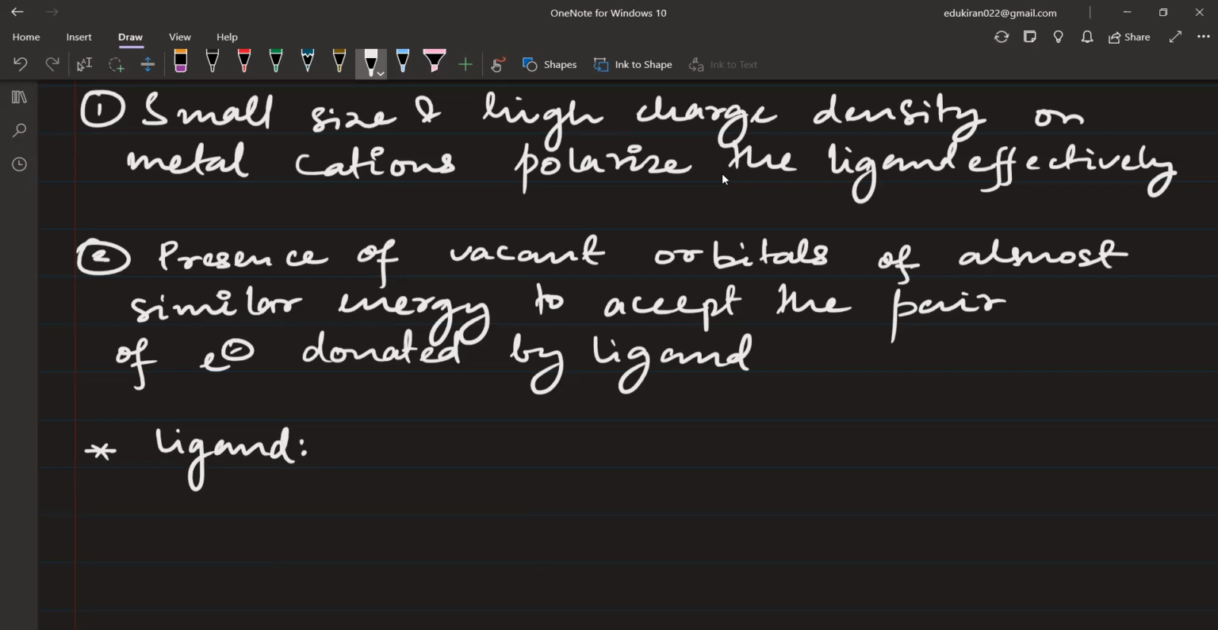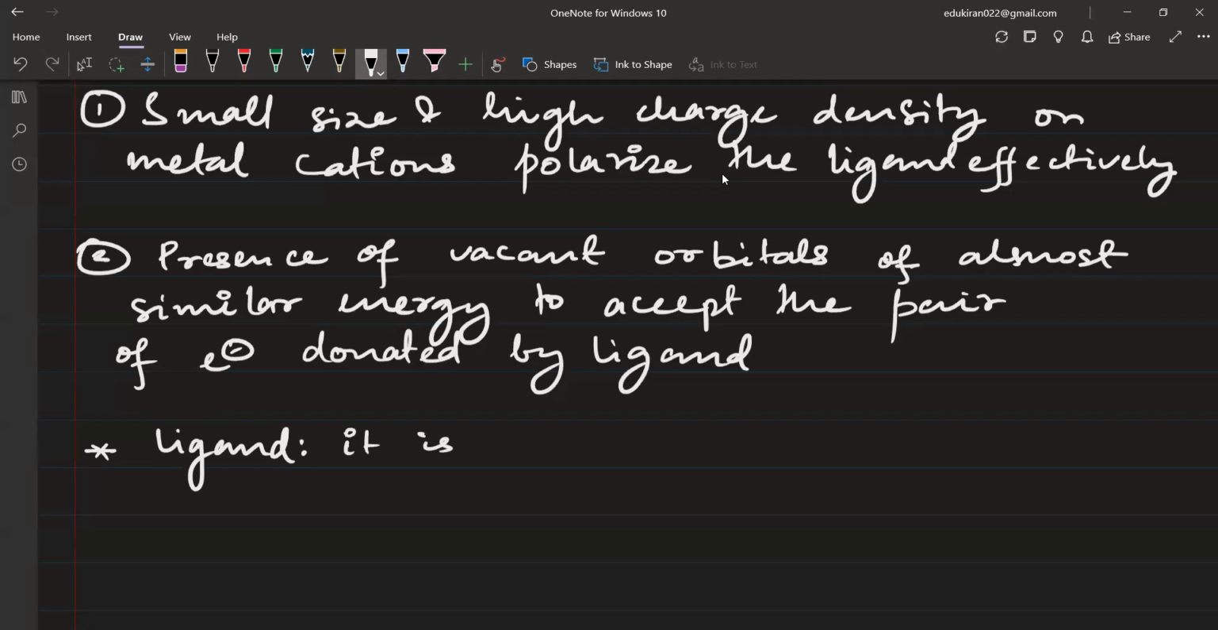See, whenever we make complex compounds, there is a metal and there is something which is going to donate a pair of electrons to the metal atom, and the one which is donating the electron pair is known as the ligand. So please, you can write it.